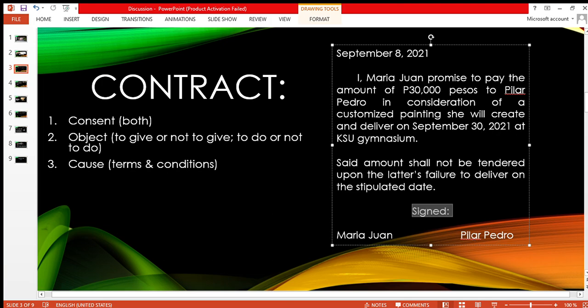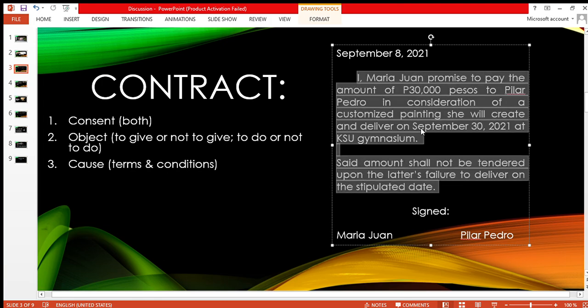Once you can see Maria Juan and Pilar Pedro's signature on this agreement, it means that they both agreed to the terms and conditions stated in the contract. So that is giving consent by both parties.